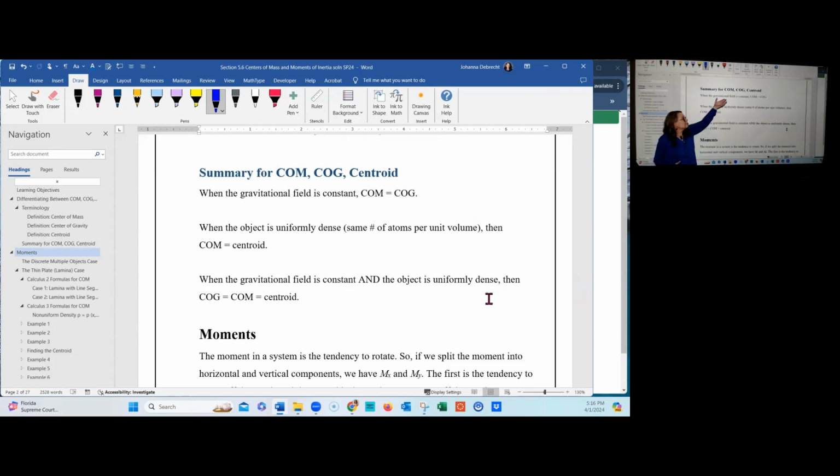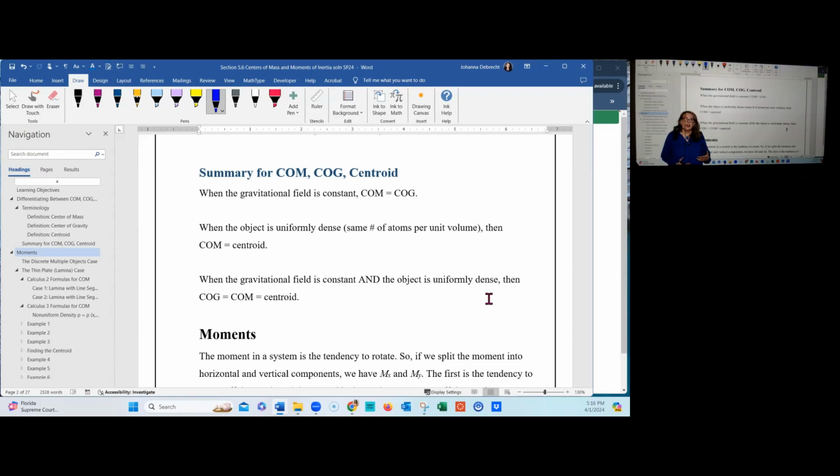So if I'm in a uniform gravitational field with uniform density, then all three of these are going to be equal to each other. Now we want to talk about something called a moment. We're going to look at moments and moments of inertia in this section. We'll talk about moments of inertia at the end of this section. We're going to talk about moments first.